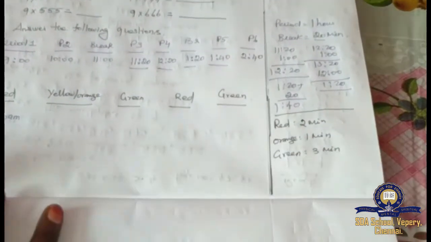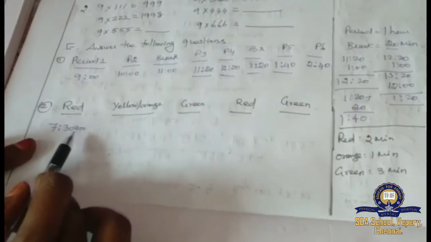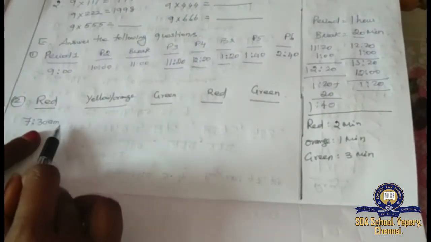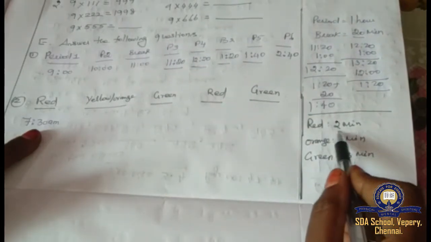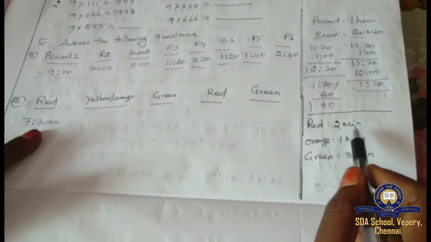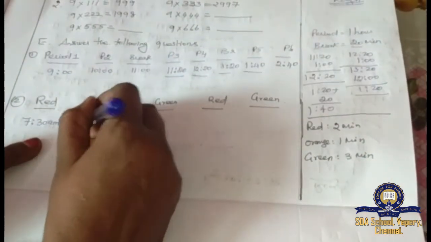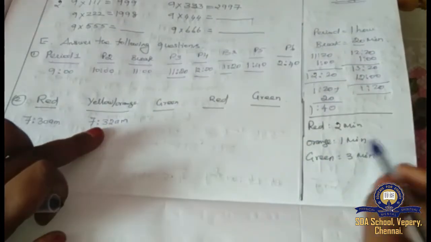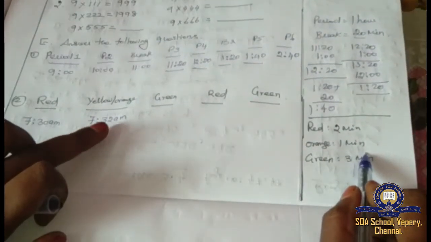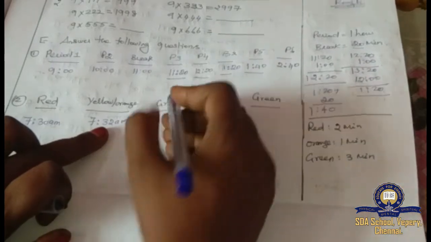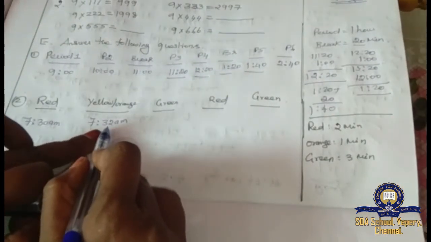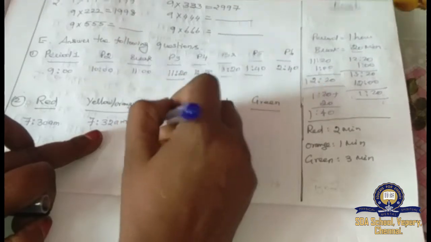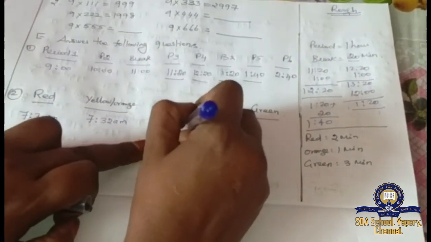So for red, it starts from 7:30. It has to remain there for how many minutes? 2 minutes. So 7:30 plus 2 is 7:32. Next, the yellow light starts from 7:32 a.m. The yellow light blinks for 1 minute only. So add 1 minute: 7:33 a.m.